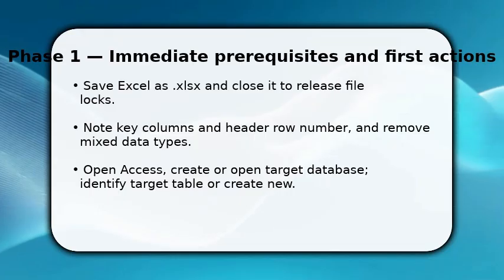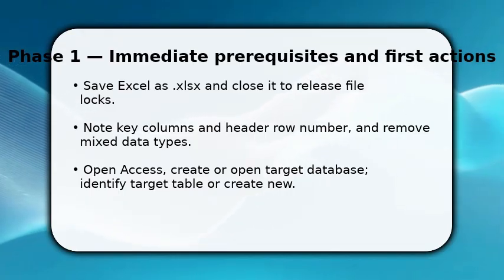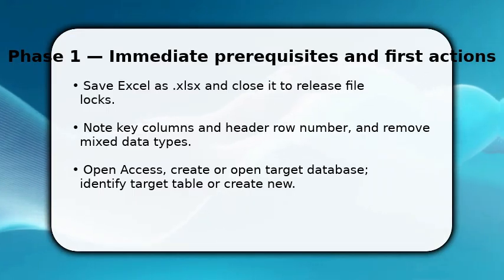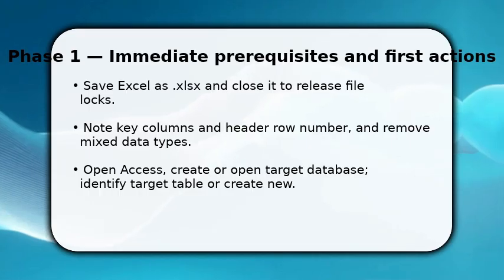You begin by preparing both files and choosing your destination. Close Excel so Access can access the workbook. Save as XLSX to preserve formatting. Once done, inspect the header row and clean columns. Mixed data types cause import errors.